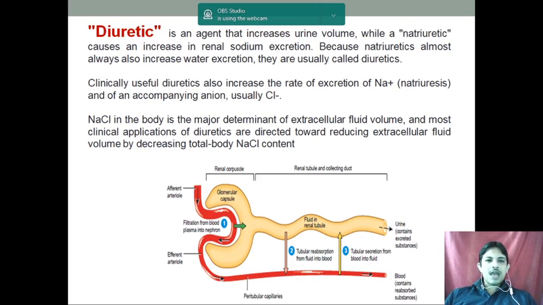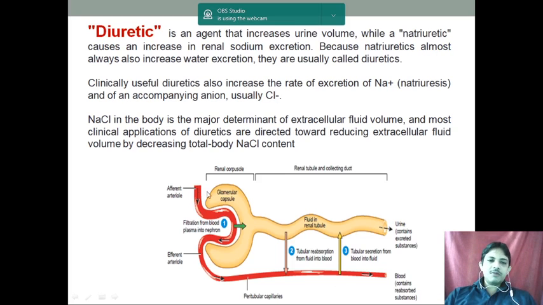Now there are different types of diuretics, and these diuretics also increase the excretion of sodium and an accompanying ion, usually chloride. So these diuretics are involved in the excretion of sodium and chloride. Sodium and chloride in the body are the major determinants of the extracellular fluid volume, and in most clinical applications, diuretics are directed towards reducing the extracellular fluid volume by decreasing the total body NaCl content.